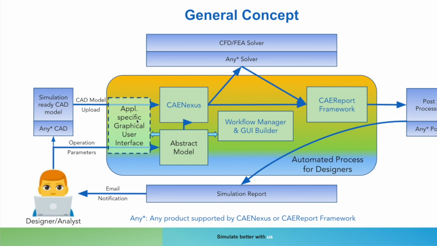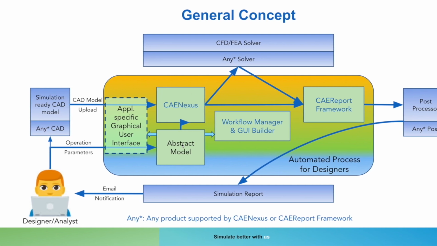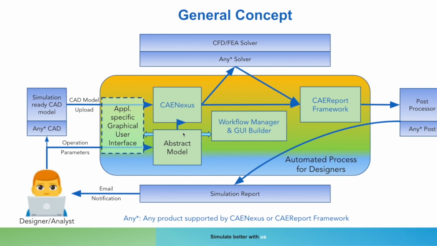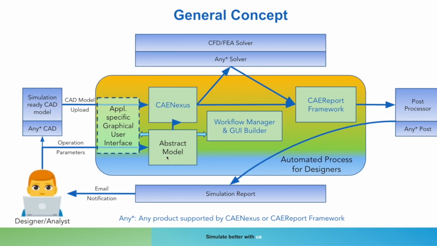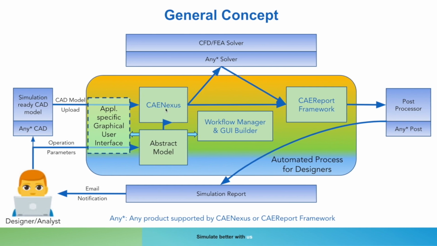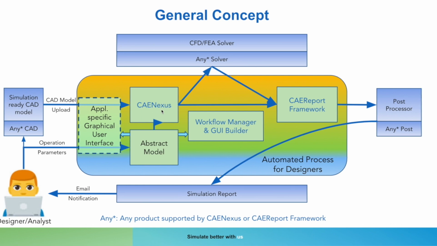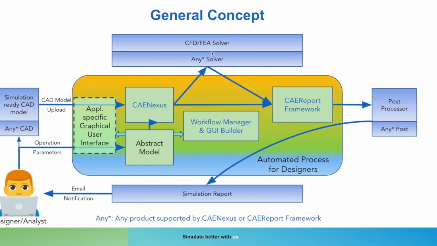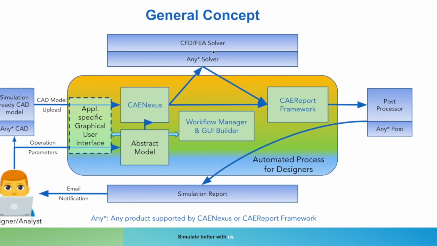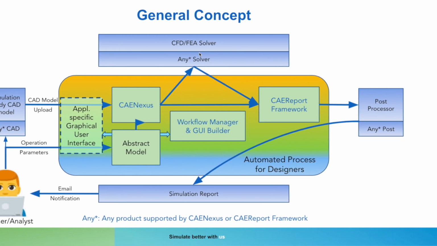And it'll automatically integrate with CA Nexus, which will take that model together with the abstract model, which is where all the physics is captured in a geometry-independent way that can be reused multiple times. Together with the CAD model and the abstract model, CA Nexus will pump out the mesh and the solver input deck already attached to a simulation geometry for any number of solvers.